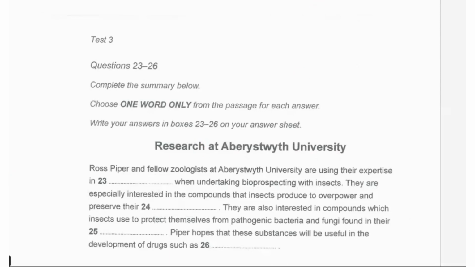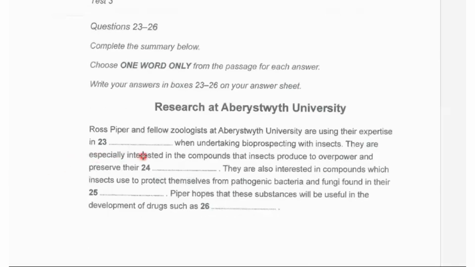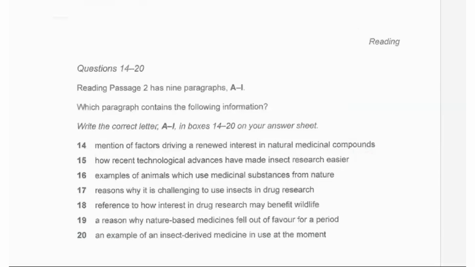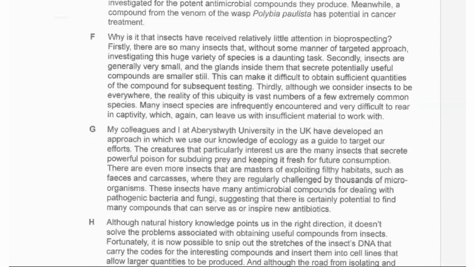Number 24. They are especially interested in the compounds that insects produce to overpower and preserve their dash. They are what? They are especially interested. Who is the they? This guy, Ross Piper and his guys. So I'll go back to that part where I saw ecology. I saw ecology here as a guide.